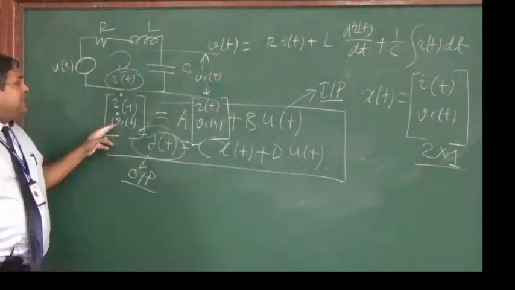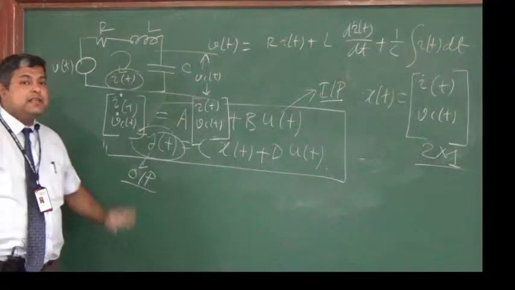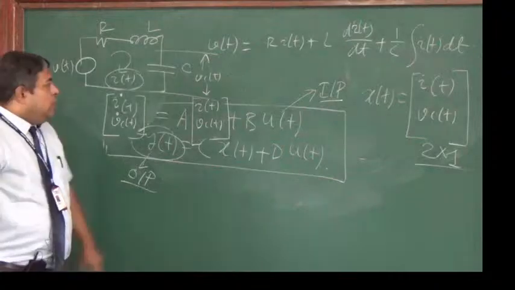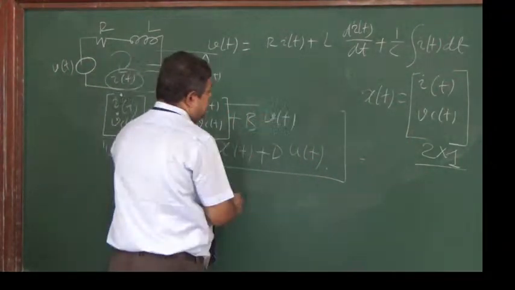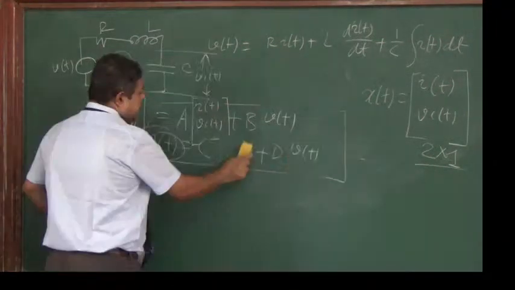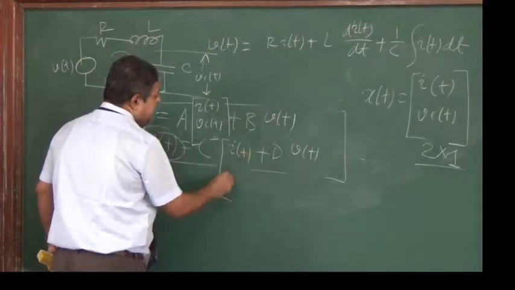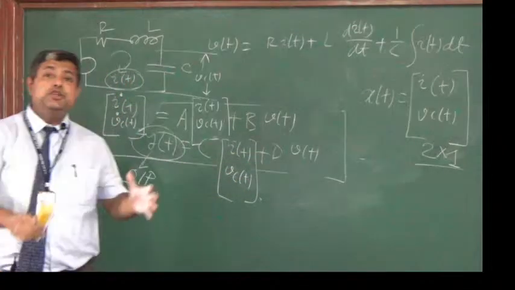Here I write the same thing but in dot format. So this is i dot(t) and this is v_C dot(t). What is u(t)? In this case u(t) will be the same as v(t). So in this case this is v(t). And x(t) again I'll change: this will be i(t) and this will be v_C(t), like this.